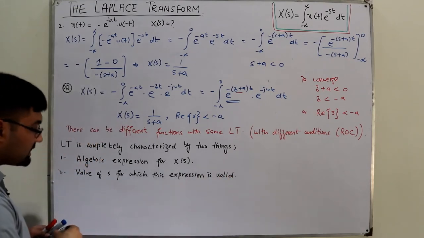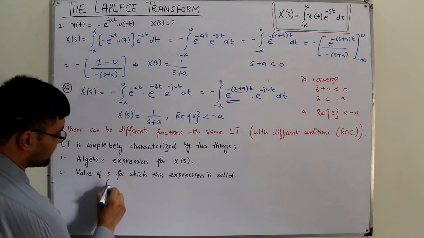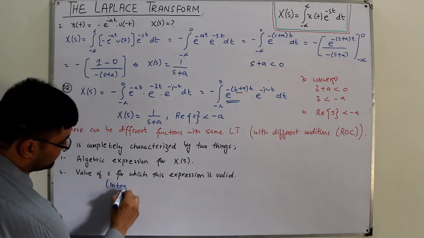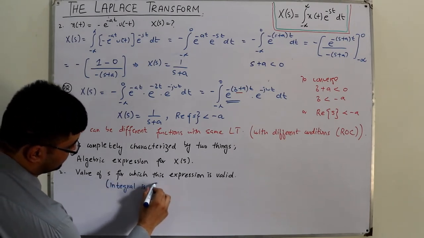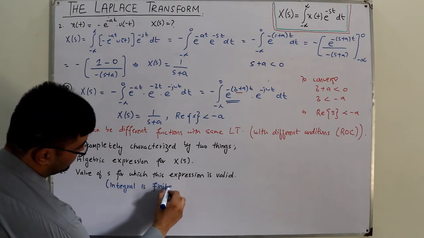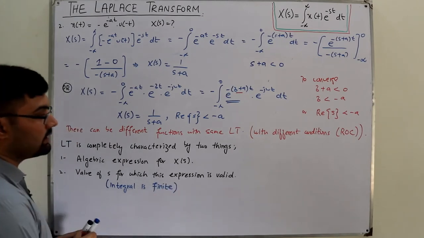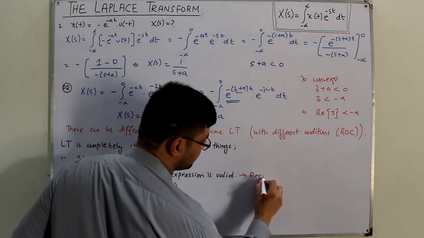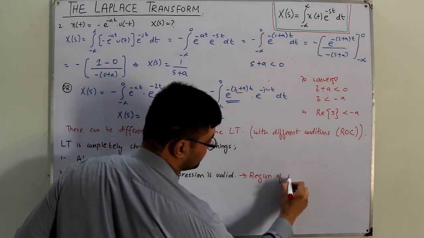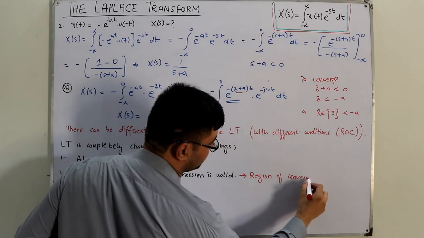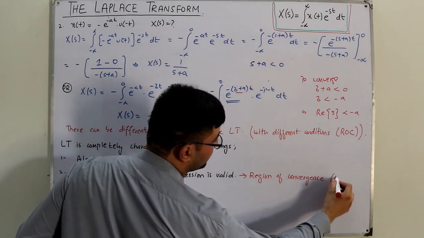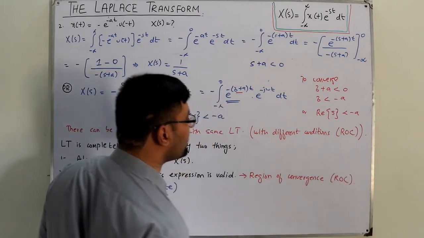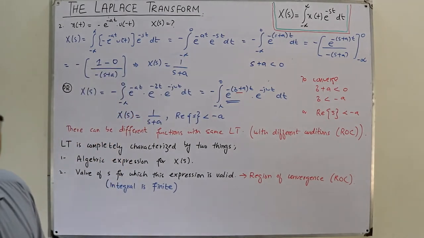And by expression is valid, what do I mean? I mean that the integral is finite. And what are these values called? These values are called the region of convergence. In short, they are called the ROC. And how do we show them? We also show them graphically on the complex frequency plane.